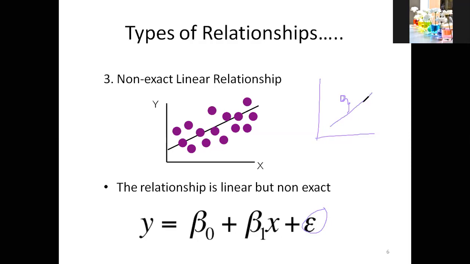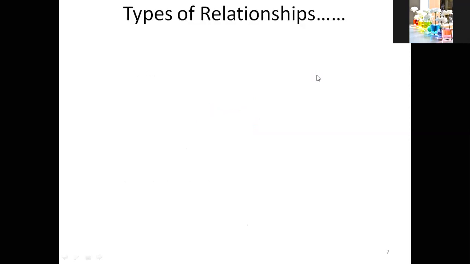So the distance between the observed value and the predicted line is basically called the error term, that we will see later. All right. So this is the model for a non-exact linear relationship.